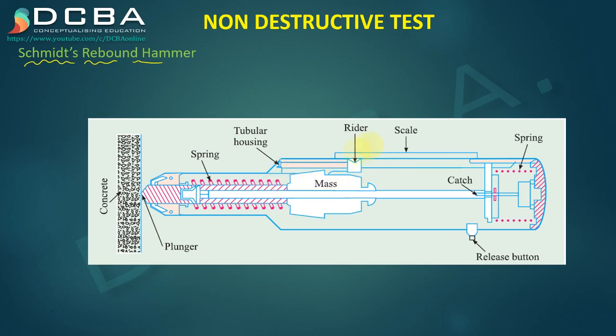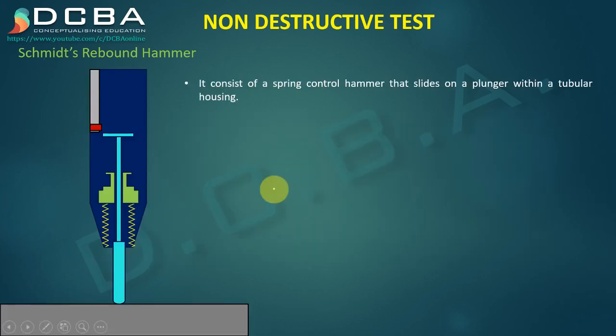Then this is the rider. The rider is going to slide on this scale, and we'll see what the purpose of that rider is later on. That's it. Those are the major parts of Schmidt's rebound hammer, and there is a tubular housing, which encompasses the plunger and spring and everything. So let us see how it works.